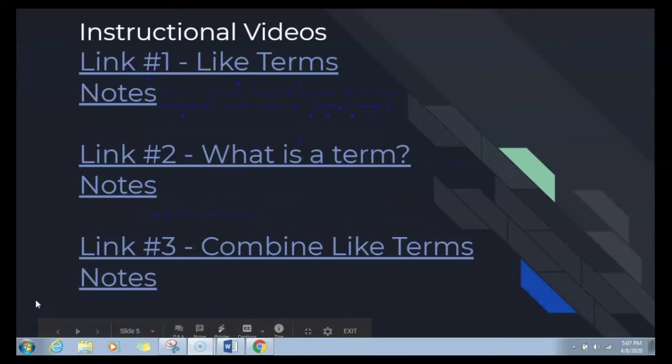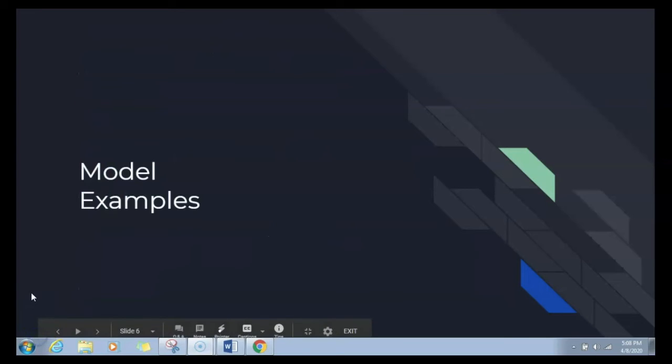Now we are ready to look at our instructional videos. There are 3, which will explain our skill for today. Before we start, please open the notes. Copy the notes and fill in the blanks for each of the videos. The videos are also linked in the presentation. After you're done watching the videos and completing the notes, please come back to this presentation. Now that you've learned our skills for today, we will look at some model examples.